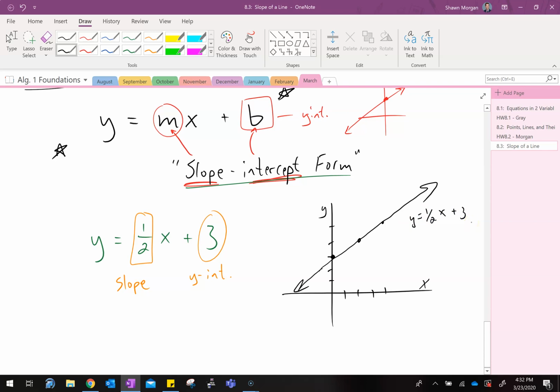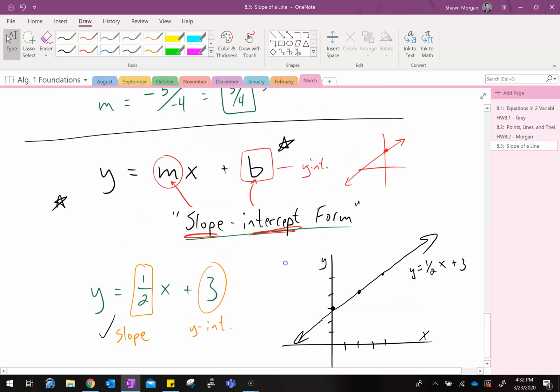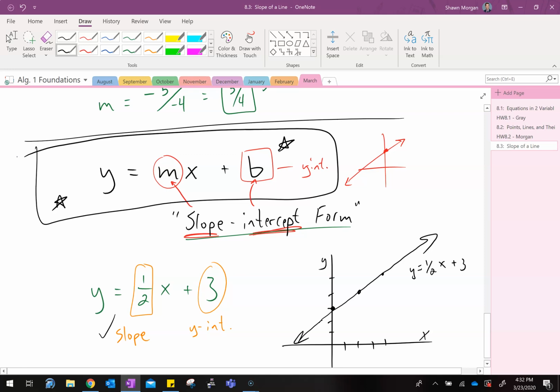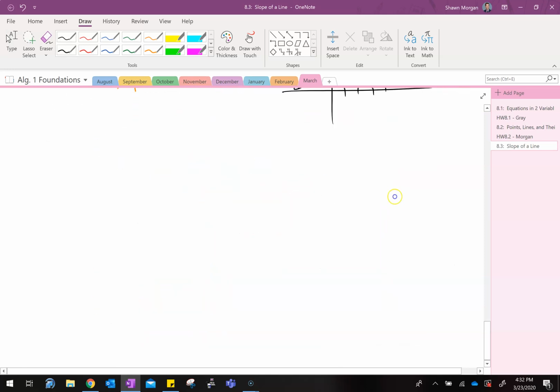So not only did we find the slope of that line in slope-intercept form, we were also able to graph it out. So slope-intercept form is a super powerful, super helpful form for us now to put in our bag of tricks along with standard form. You'll recall, again, that standard form is ax plus by equals c. Now slope-intercept form is y equals mx plus b.